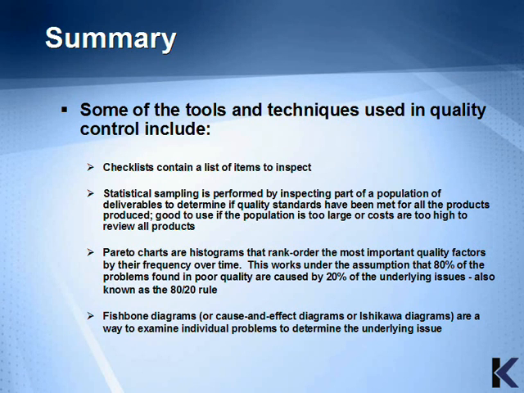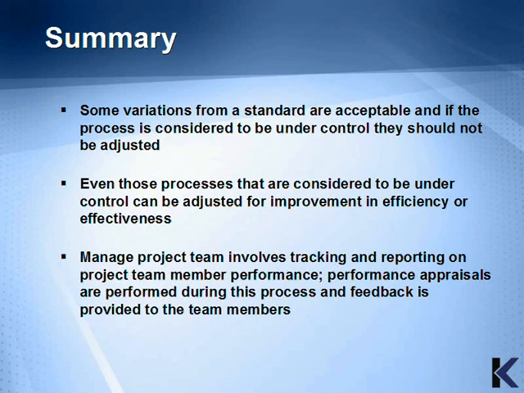Fishbone diagrams, which we've discussed many times, are also used. They're also known as cause and effect diagrams or Ishikawa diagrams, and they're a way of examining individual problems to determine one underlying issue. Some variations from a standard are acceptable, and if the process is considered to be under control, they should not be adjusted. Even those processes that are considered to be under control can be adjusted for improvement in efficiency or effectiveness.